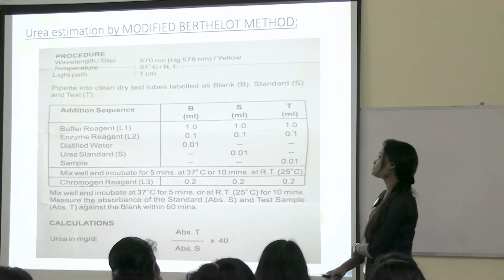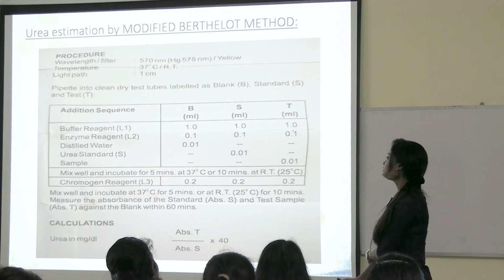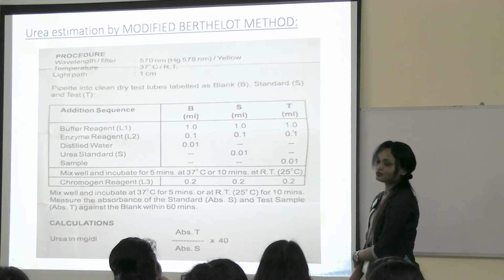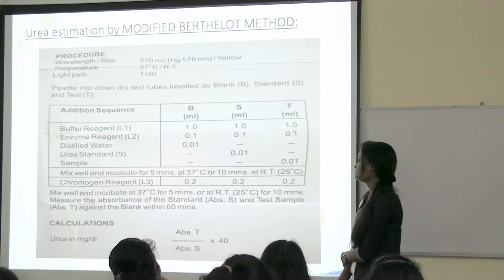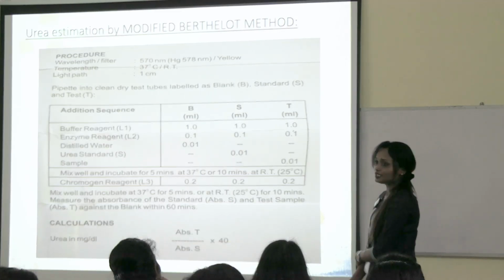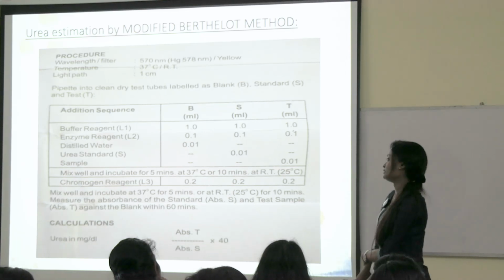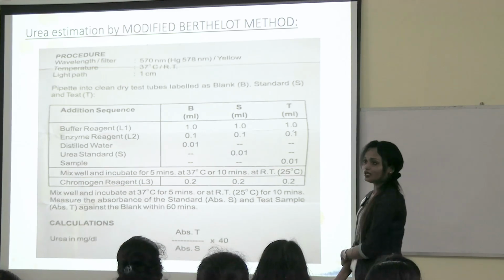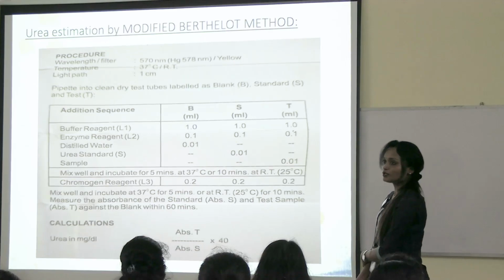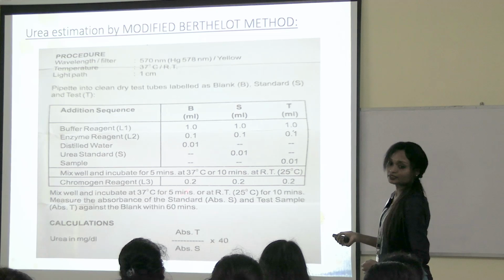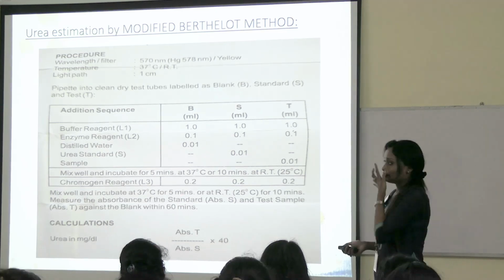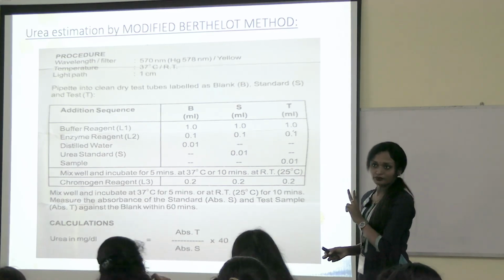Then add chromogen reagent, 0.2 ml is 200 microliter. Add chromogen reagent to both test tubes, 200 microliter. Again mix well and keep it at room temperature for 10 minutes. The 0.2 is 200, and 0.01 is 10. First take 2 test tubes.